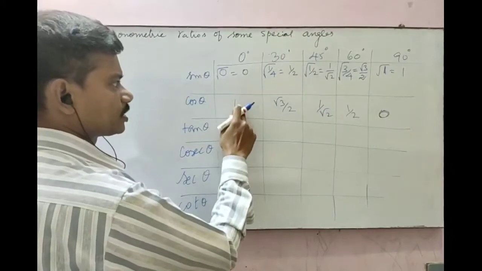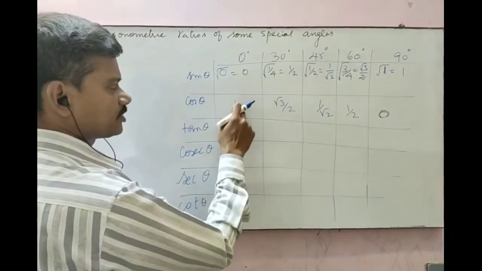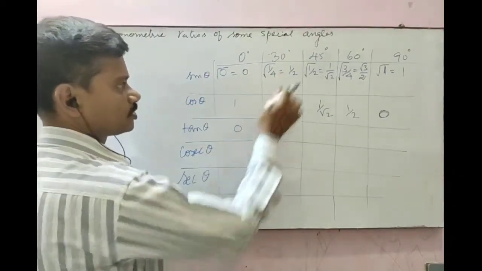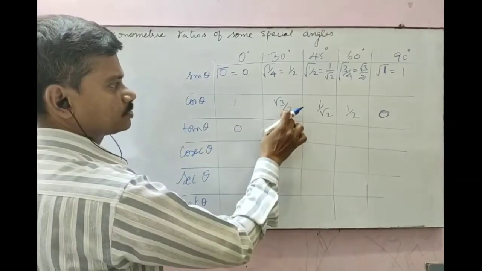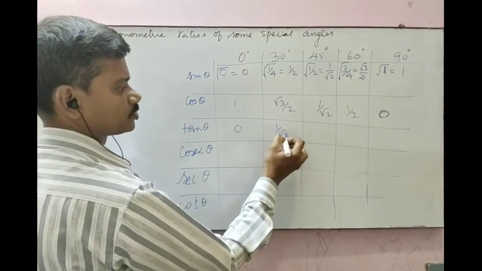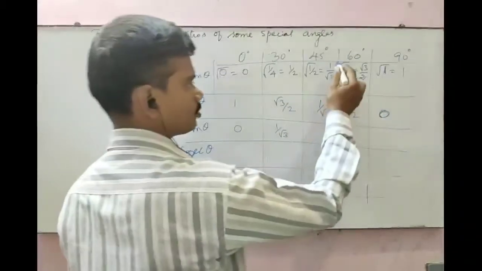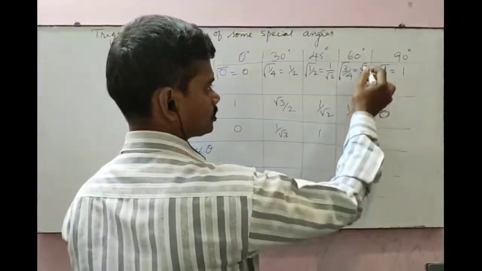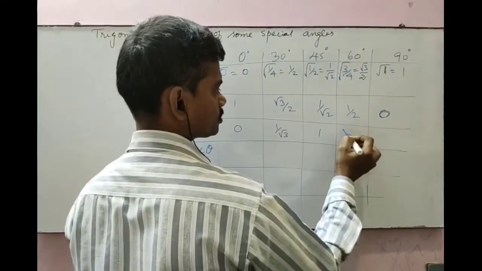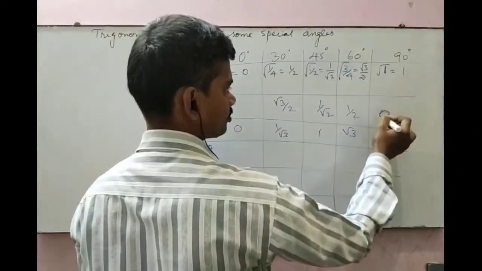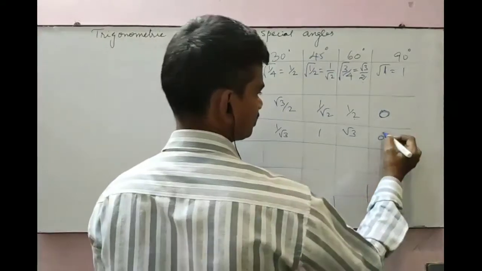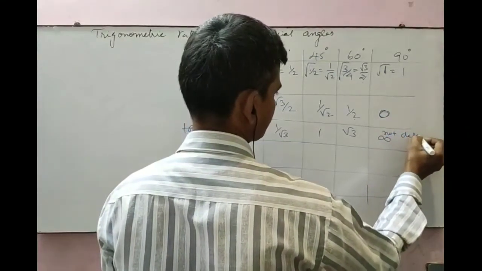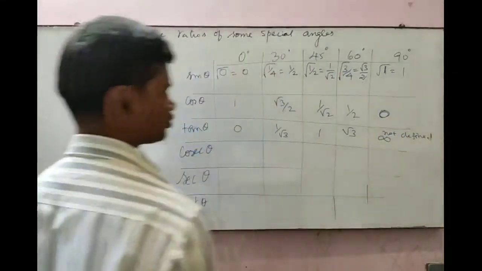0 divided by 1. If you divide 0 by 1 you will get 0. 1 by 2 divided by root 3 by 2 gives 1 by root 3. Next one, 1 by root 2 and 1 by root 2. If you divide these two you will get 1. Root 3 by 2 divided by 1 by 2 gives root 3. 1 divided by 0 gives infinity, that is not defined. This value cannot be defined.